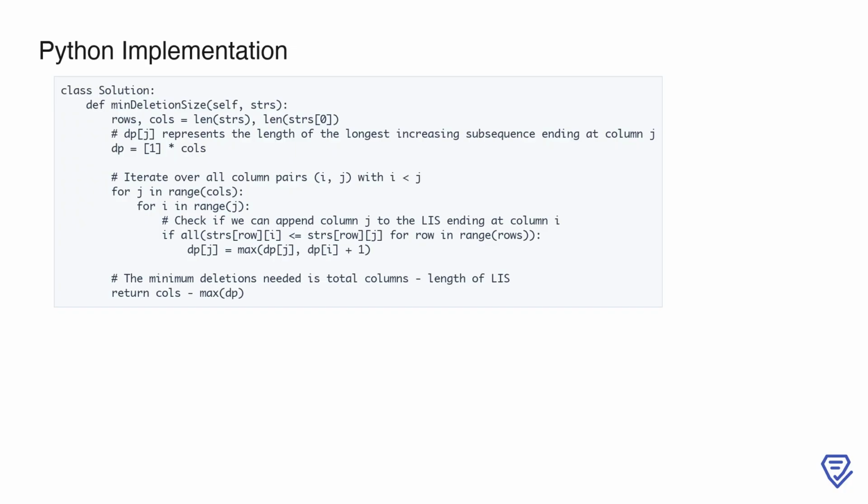Finally, after computing the LIS for all columns, the minimum number of deletions is calculated as the total number of columns minus the length of the LIS, which is cols minus max(dp). This gives the final result. The time complexity is O(n * m^2), where n is the number of rows and m is the number of columns. The space complexity is O(m) due to the DP array.